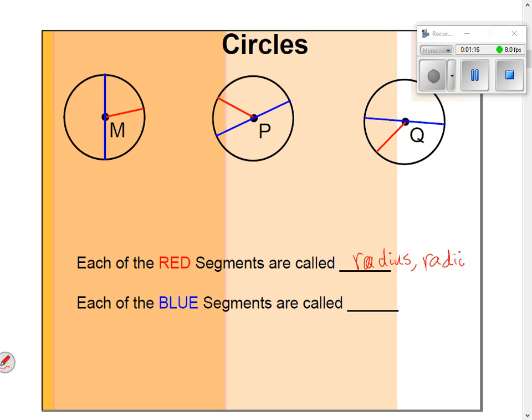It's weird. How about the blue segment? That's called the diameter. And what's the relationship between the radius and the diameter? The radius is 1/2 the diameter. I like to say that 2 radii equals 1 diameter. That's kind of an equation that we'll see pretty frequently.